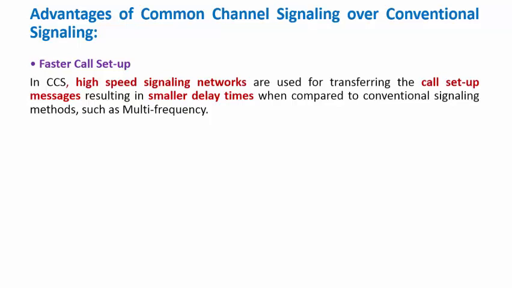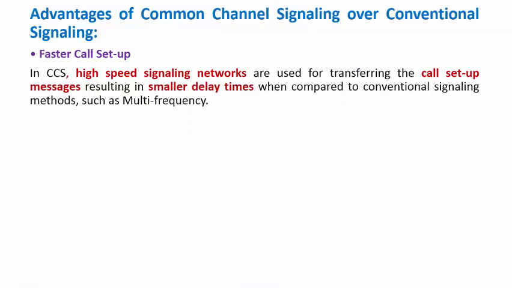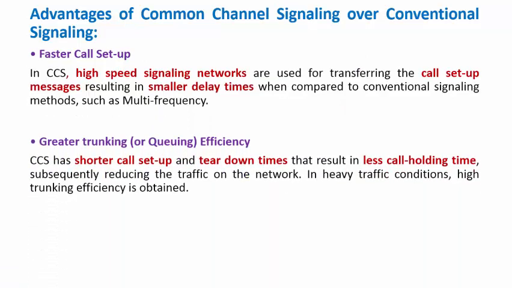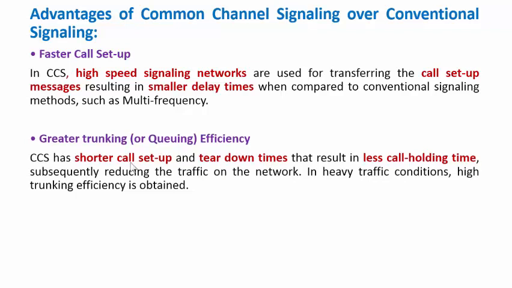Now we'll summarize the advantages of common channel signaling over conventional signaling. The first advantage is faster call setup. In the case of CCS, high speed signaling networks are used for transferring the call setup messages, resulting in smaller delay times when compared with conventional signaling methods such as the multi-frequency technique.